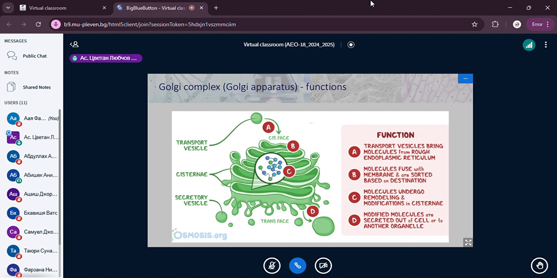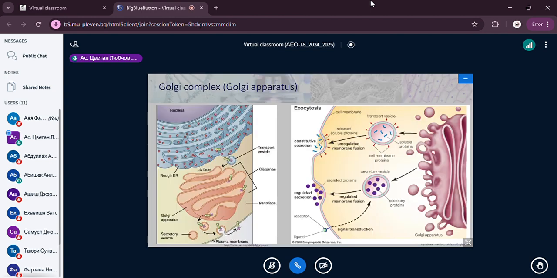What else I want to tell you guys is that the apparatus is very important in a special process called membrane recycling. I don't know whether you're going to touch this subject in the lectures, guys, but it's essential, because this helps the cell to be changed and renewed.